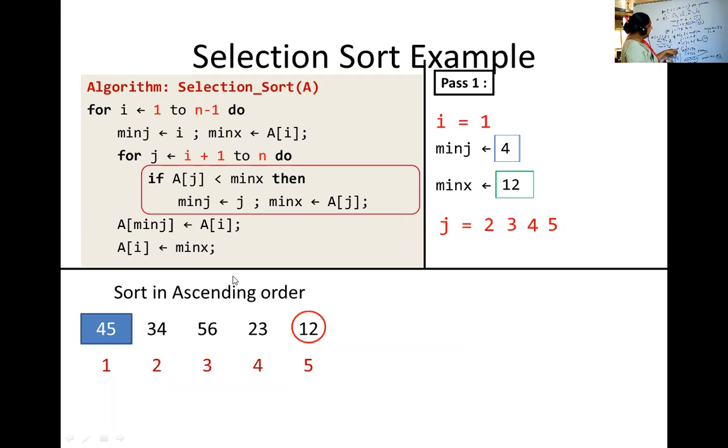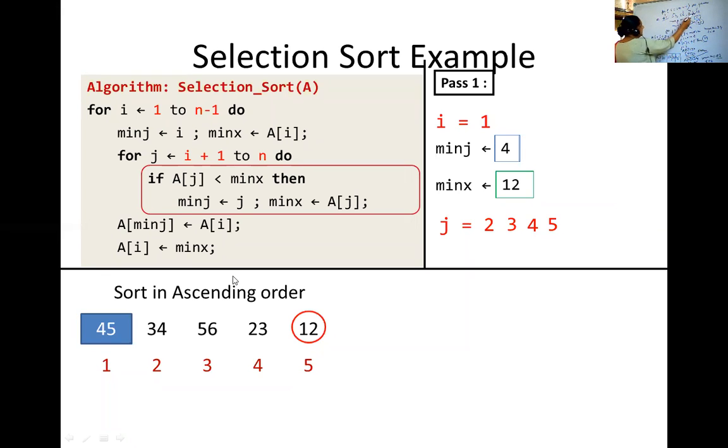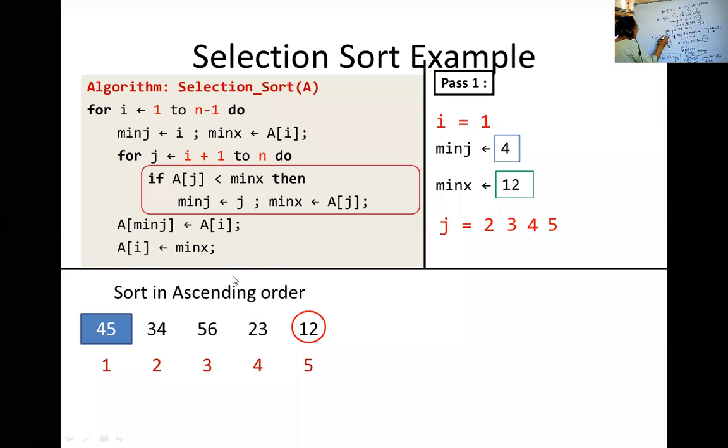Then we will increment j by 1 because we have to compare. Now you see a of 3, is it less than 34? The condition is going to be false. So next we will move to a of 4. A of 4 is 23. 23 is less than 34. Yes, the condition is true. So min j will be 4 and min x will be 23. Now a of 5, that is 12. 12 is less than min x, that is 23. Yes, it is true. So we are going to swap this value with 45. So it is 12, 34, 56, 23, 45.